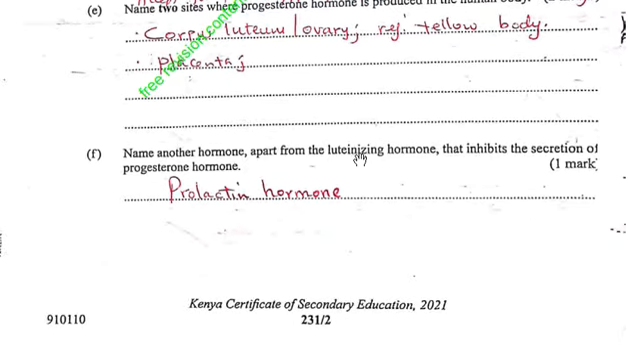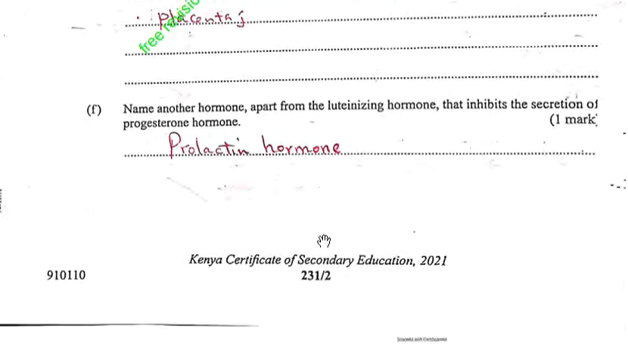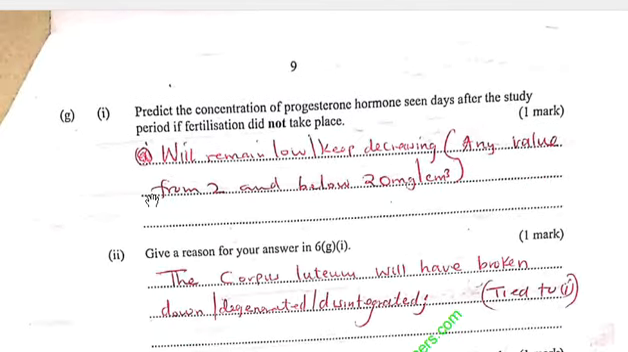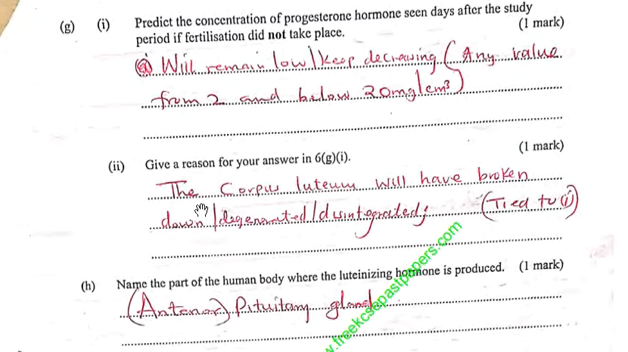Name another hormone apart from luteinizing hormone that inhibits secretion of progesterone hormone. That is prolactin hormone. Predict the concentration of progesterone hormone seen days after the study period if fertilization did not take place, and it will remain low or keep decreasing. This is because the corpus luteum will disintegrate or degenerate when no fertilization has taken place.